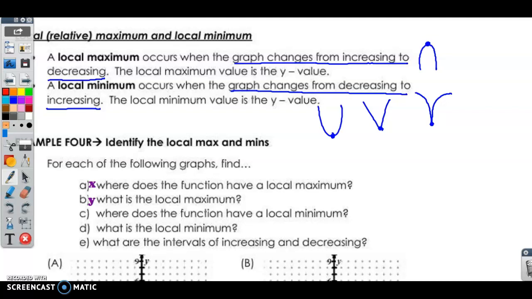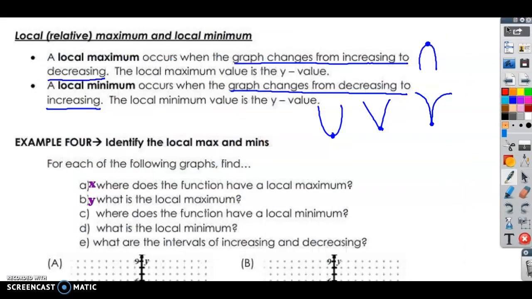All right, so we're going to talk about a local or relative maximum and minimum. So a local maximum occurs when the graph changes from increasing to decreasing. So here it's increasing, and then all of a sudden it's decreasing. There's your local maximum. A local minimum occurs when the graph changes from decreasing to increasing. Okay, so there's your minimum. Those are two more examples.